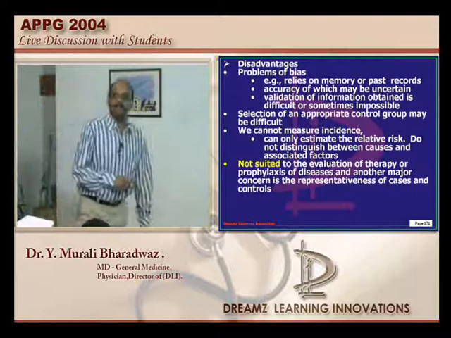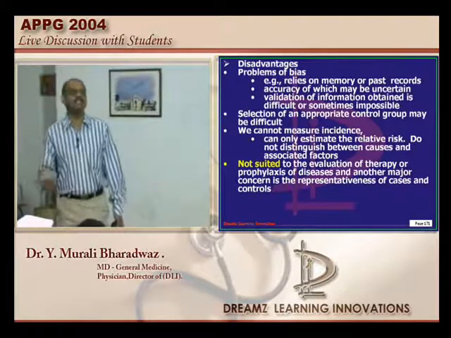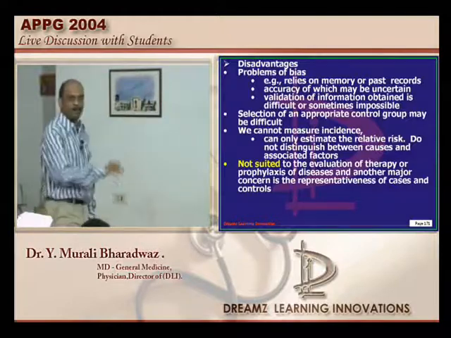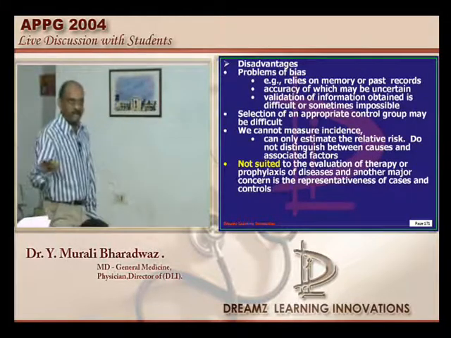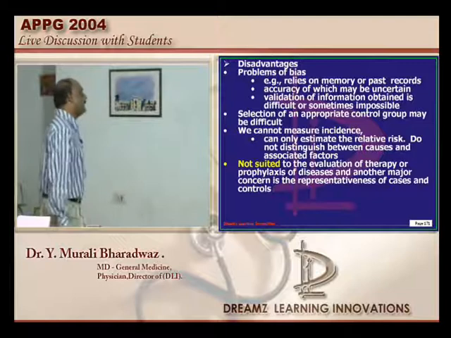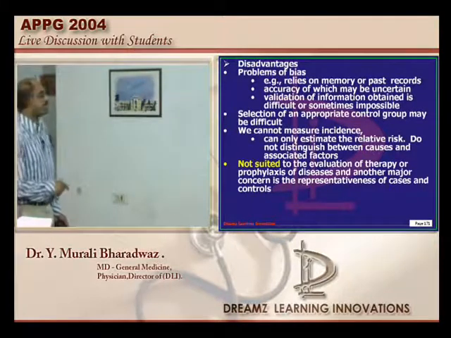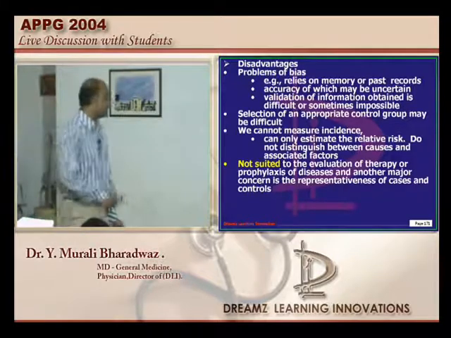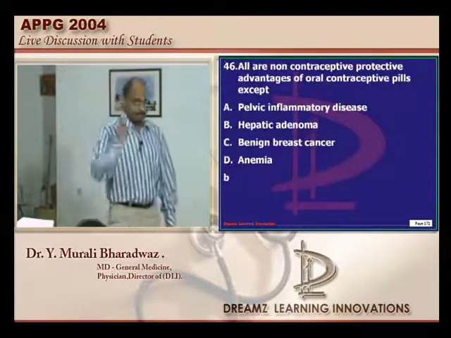Selection is also very difficult because a perfect case is never existent, no perfect control is existent, and we cannot measure the incidence because the population is not defined in the denominator, hence incidence cannot be calculated. You can't use it to evaluate the therapy or prophylaxis of the disease is what I want to underscore. So they are all the major disadvantages.